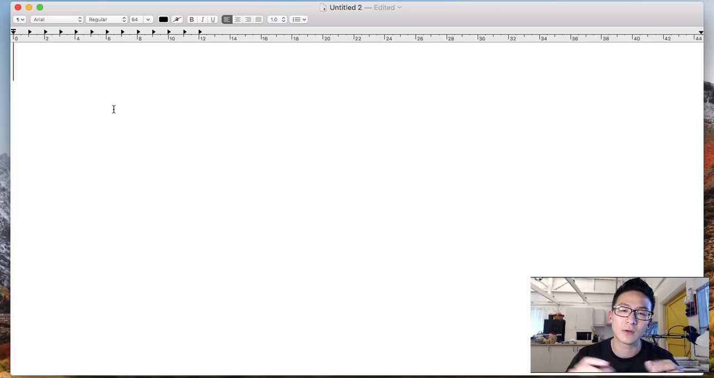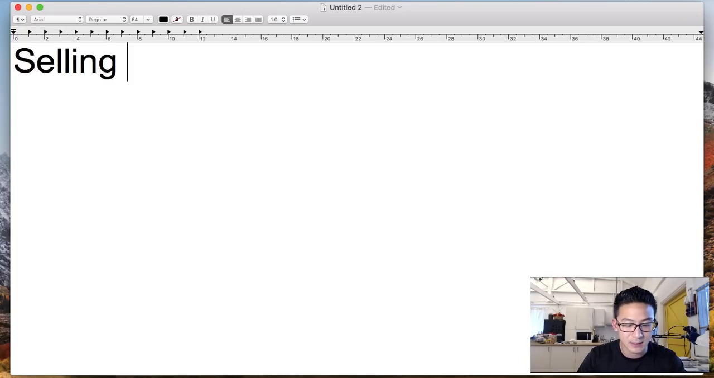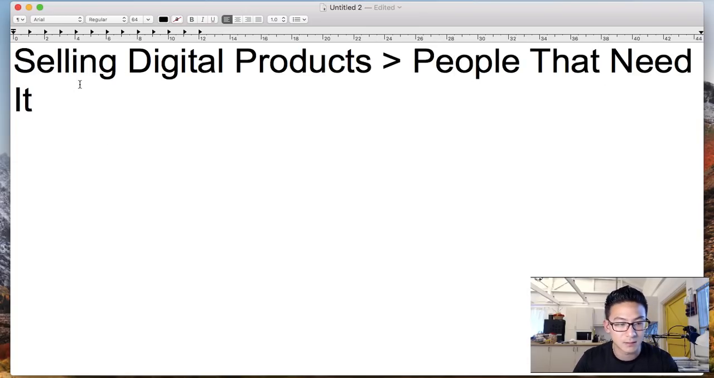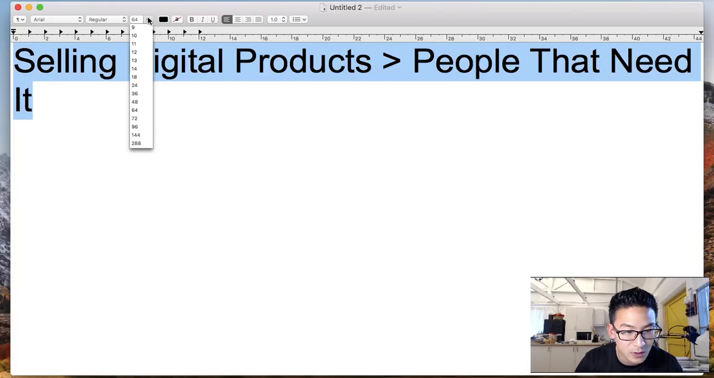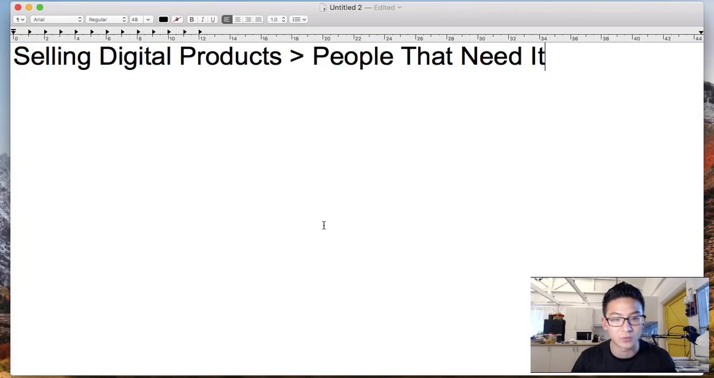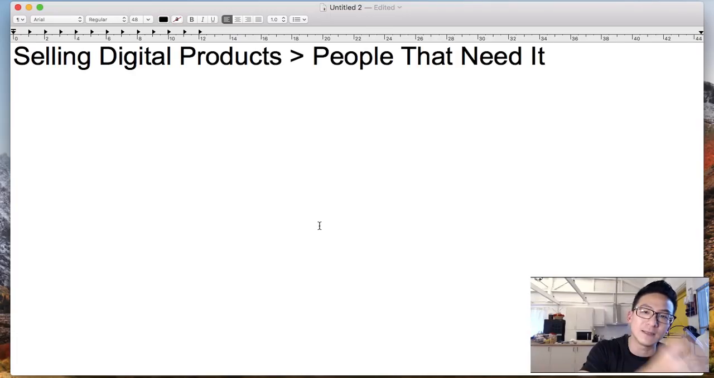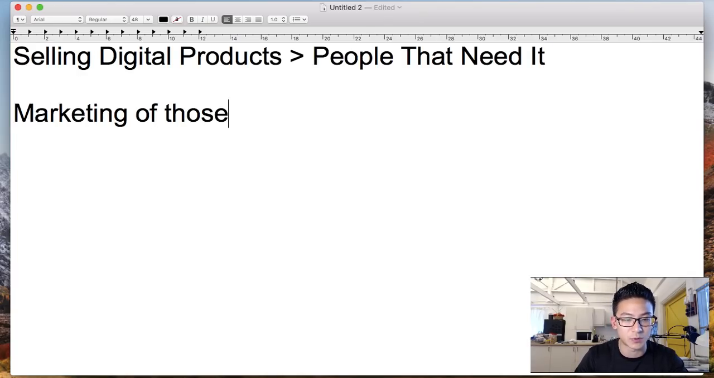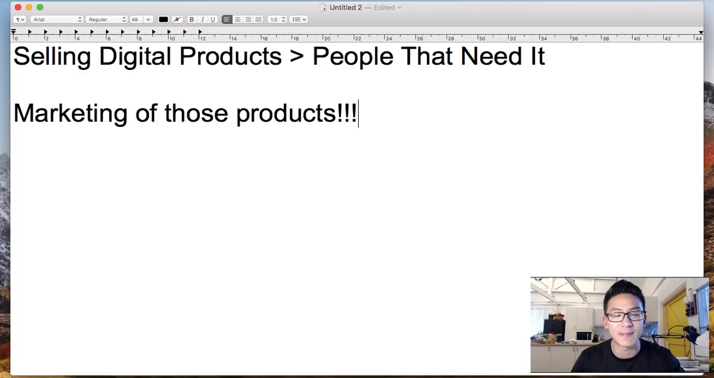Now, the whole thing about affiliate marketing is it's very, very simple. All you're doing is you're selling digital products, okay, to people that need it. That's it. Cool. That's all you're doing, all right? You're taking digital products and you're marketing it to people that need to solve a problem and need those products, all right? Now, the tricky part is actually the marketing of those products. That is really where the magic happens, okay?